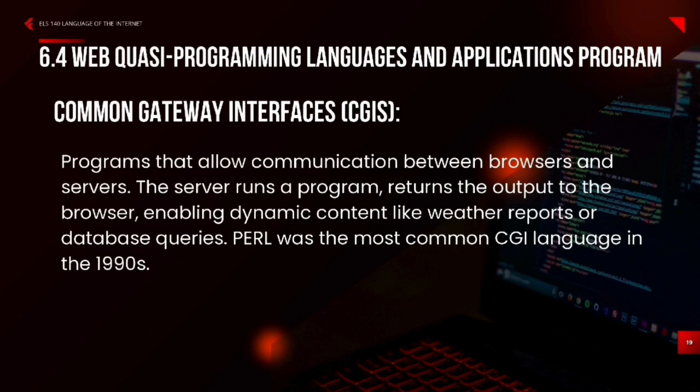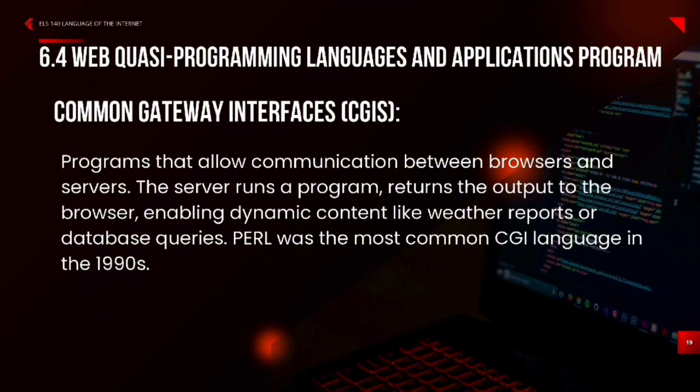First, the user requests. A user's web browser sends a request to the web server for a specific URL that points to a CGI program. Next, the server invokes CGI. The web server receives the request and recognizes it as a CGI program, executes the program. Third, data exchange. The server passes information from the client's request, like form data, URL parameters, HTTP headers, to the CGI program through environment variables and standard input.